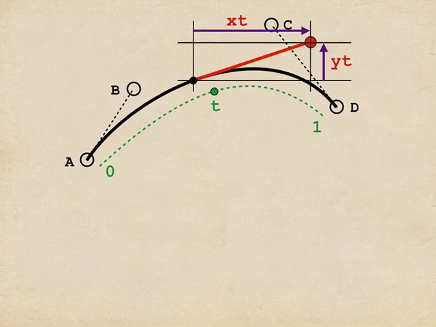And the y value tells you how far up and down to move to get from the point on the curve to the red dot. So how do we get xt and yt?